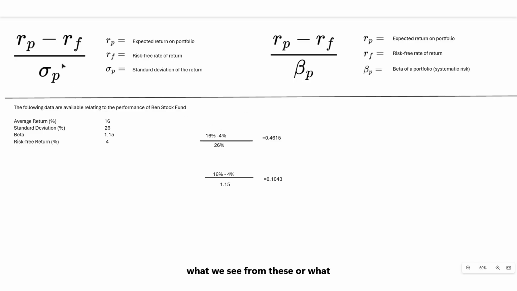What we can deduce from this is that we are looking at the performance of a portfolio, not of an individual asset or security. We're looking at the overall portfolio. Remember, a portfolio is a basket of various securities or assets. The same thing applies for Treynor's measure also.